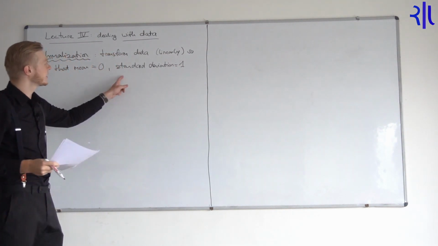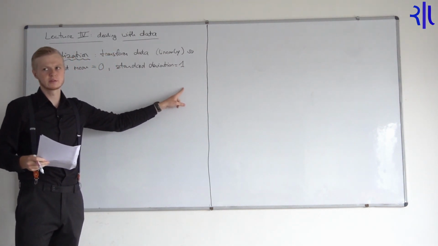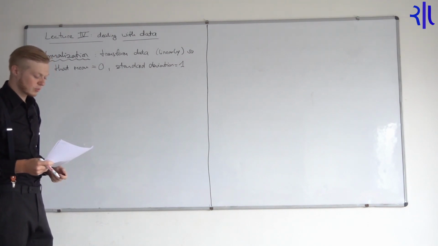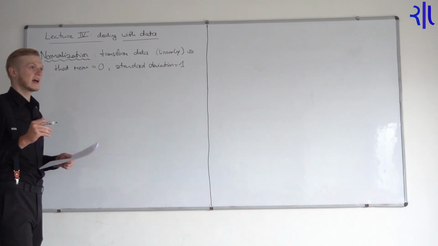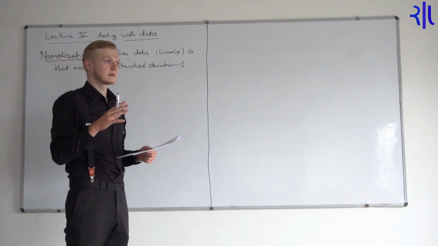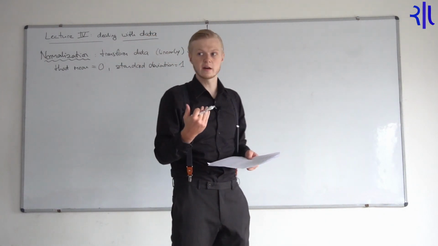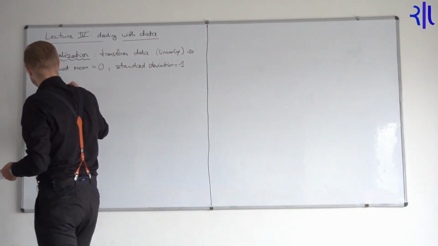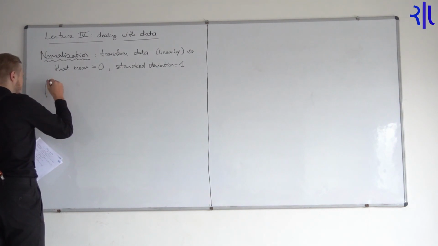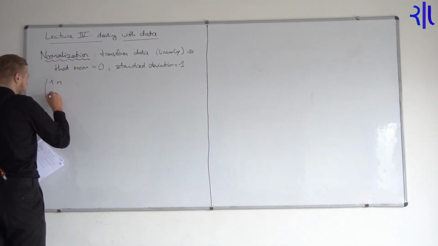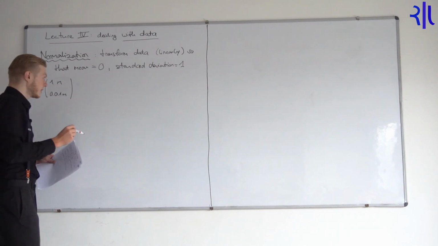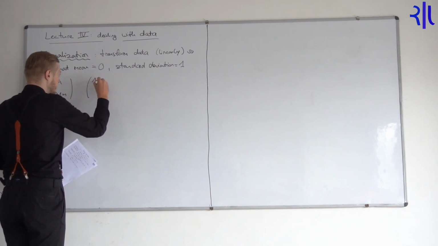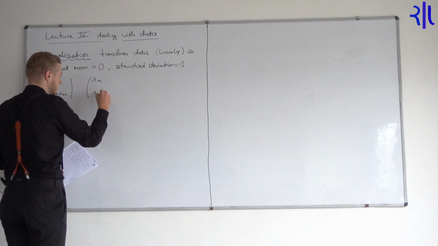I'm sorry, the standard deviation won't be equal to 0. It will be equal to 1. So why do we want to do that? What might happen is that you have basically different units in your data. So when you think about those two data points, we have 1 meter and 0.01 meter. And we have 1 meter and 1 centimeter.